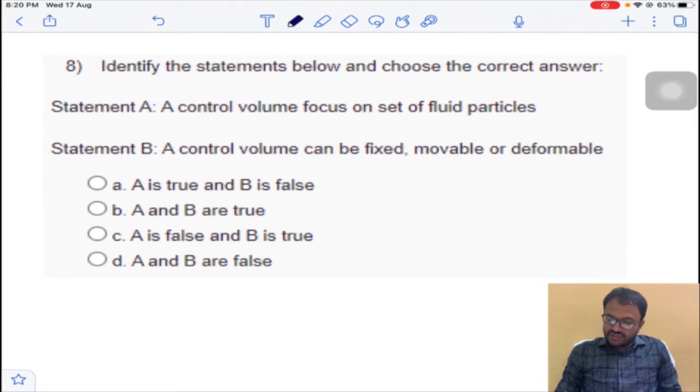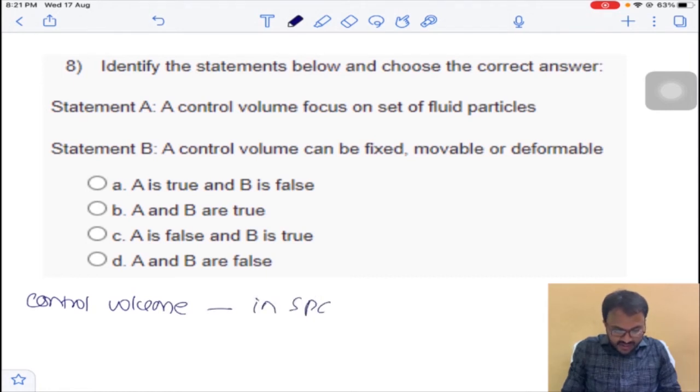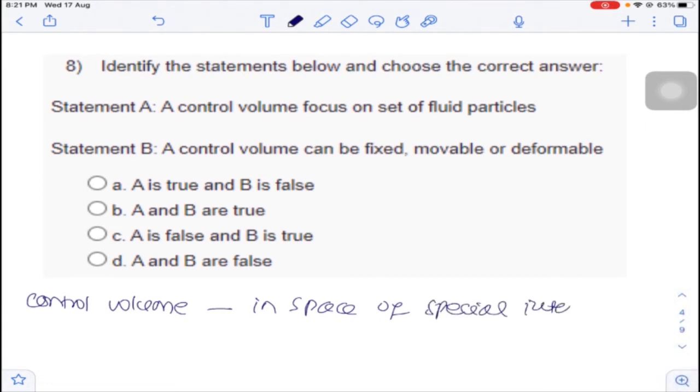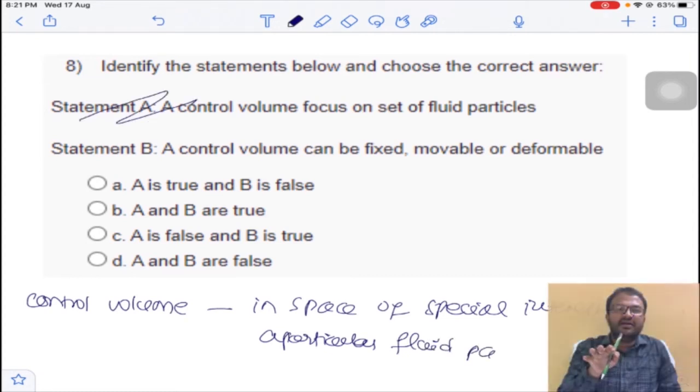Identify the statements below and choose the correct answer. Statement A, control volume focuses on a set of fluid particles. Statement B, a control volume can be fixed, movable or deformable. So first of all, we need to define control volume. Control volume is a space of special interest on a particular fluid particle. Okay, so this particular set of particles will be characterized by the control volume.